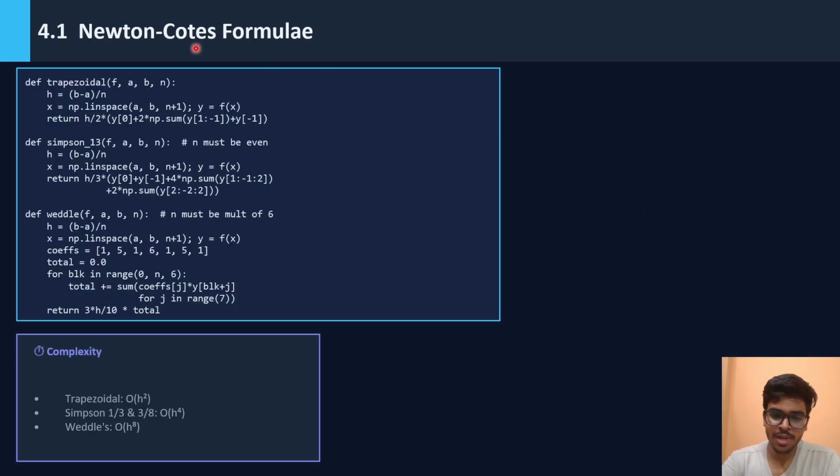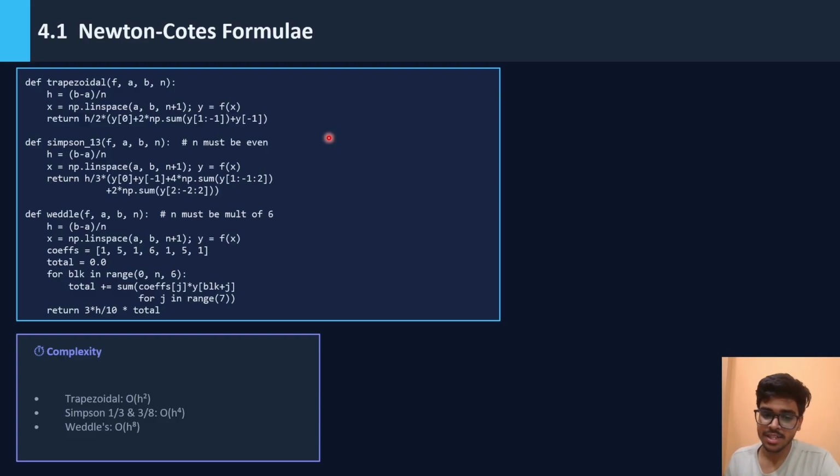Newton-Cotes formula. In this method, integration is approximated using equally spaced points. The code includes the trapezoidal rule, Simpson's 1/3 rule, and Weddle's rule. In the trapezoidal rule, the interval is divided into small parts using step size h. Then x and y values are generated, and the trapezoidal formula is applied using weighted sums.